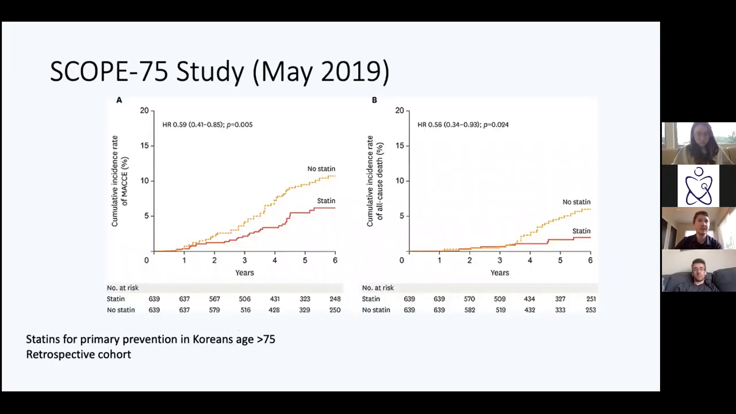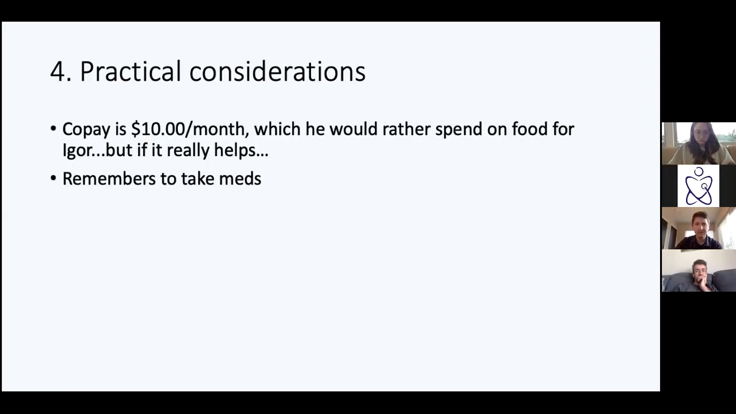There was another study done in Korea looking at adults older than age 75, a retrospective cohort study. Here's the Kaplan-Meier curve. So there is, again, some difference in cardiovascular events on the left and all-cause mortality. So, you know, I think stay tuned. I have heard, I forget the name of the study, but they are doing a randomized controlled trial in older adults for primary prevention. So we may actually have some more valuable data coming down the pipeline.